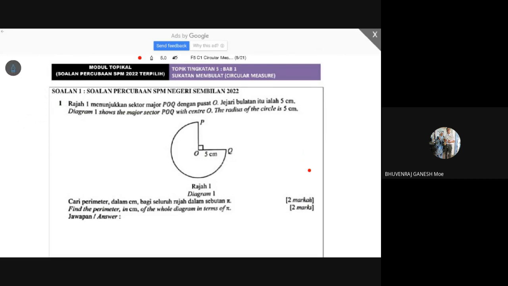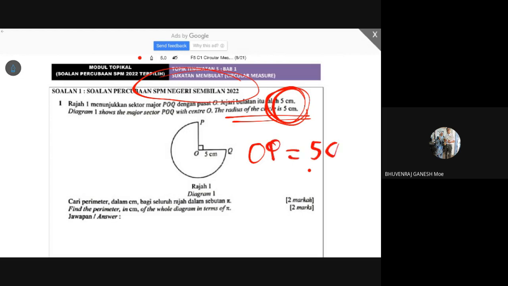Come. Okay, trial Negeri Sembilan 2022. So they say the radius of the circle is 5 cm. Selalu highlight kata kunci macam ni. Always highlight the keywords. So if this OQ is 5 cm as labeled in the diagram, apa panjang OP guys? What is the length of OP? If you understand the term radius. Kalau kamu faham jejari itu apa? Yes, correct. 5 cm also. Okay, this is the radius of the circle. You can see over here. It's the same length.